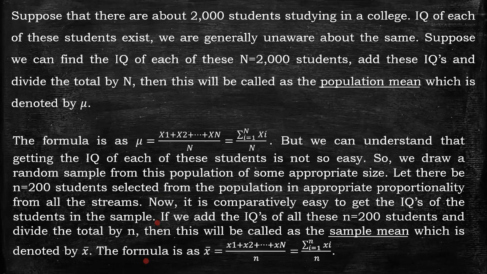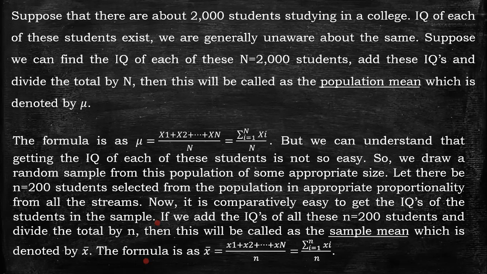This is the formula I just told. But we can understand that getting the IQ of each of these students is not so easy. So we draw a sample from this population of appropriate size. Let small n equal 200 students be selected from the population, proportionally from all the streams. Now it is comparatively easy to get the IQs of the students in the sample.